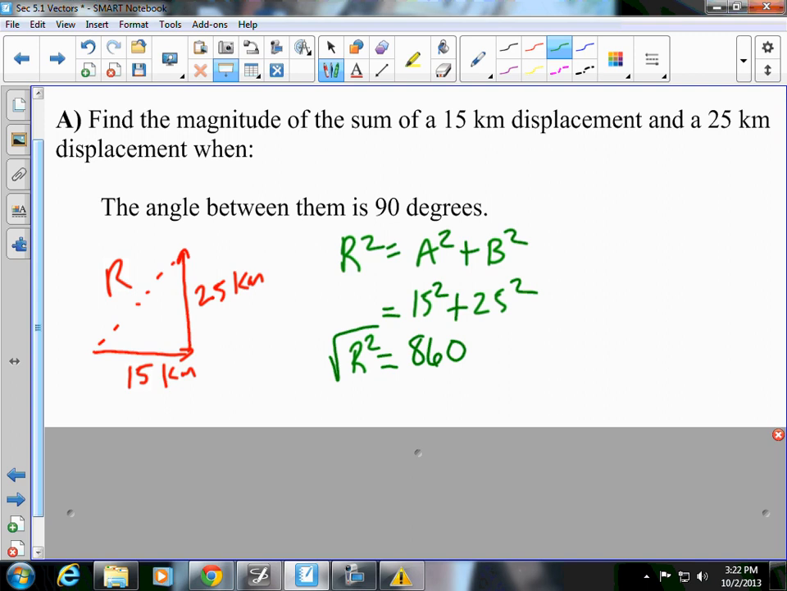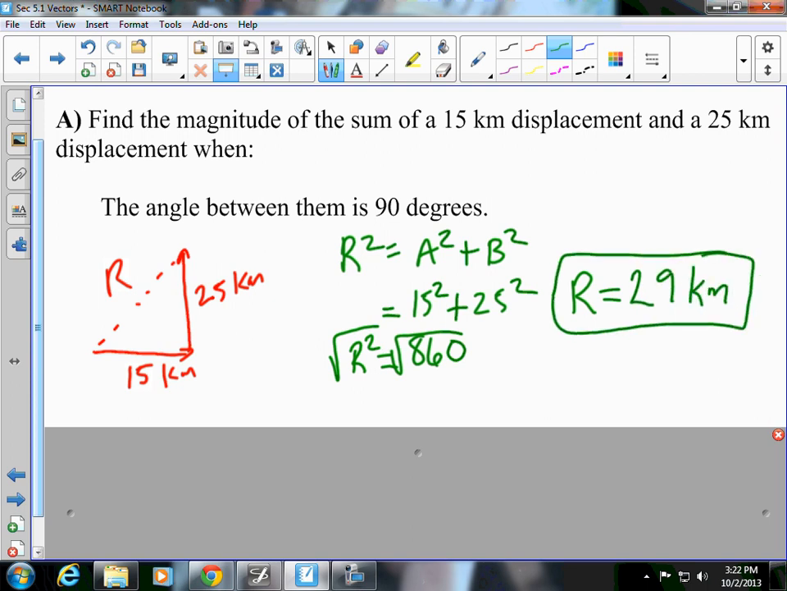All right, you square root both sides. And since we are left with 2 sig figs, you technically could say 1 because the angle is 90 degrees and only is in one angle, but we will go 2. R is 29 kilometers.